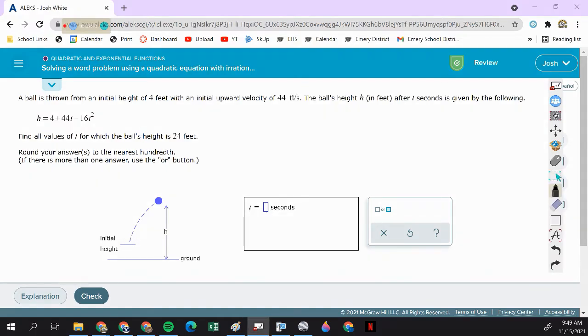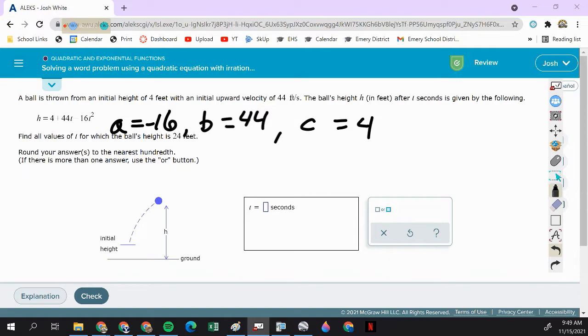So, A is negative 16, B is 44, and C is 4. And it wants to know, if you throw this ball up in the air, when is it going to hit the ground? Yeah. So t is time. All we have to do is plug these numbers into the quadratic equation.